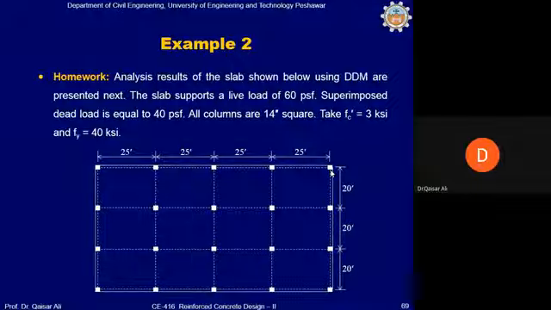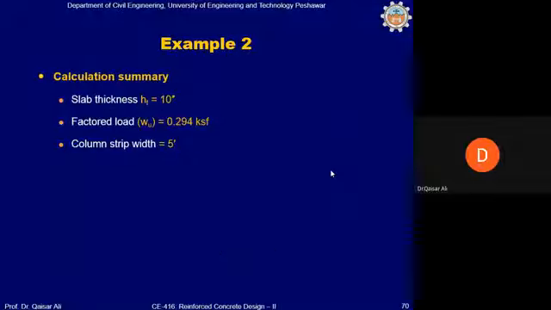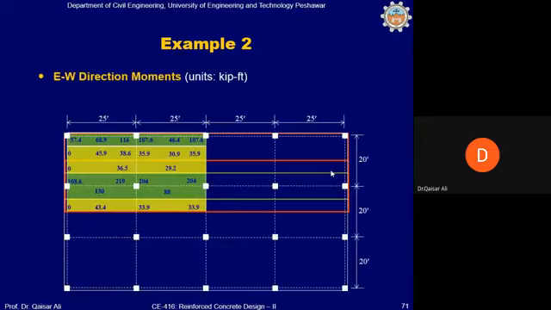This is a calculation summary. Slab thickness is the same. Factored load is this. Column strip width is 5 feet. And these are the bending moments. So the bending moments are given to you. If you want to compare your results with these bending moments, you can do this very easily without any problem.